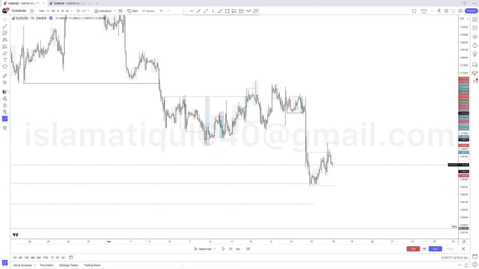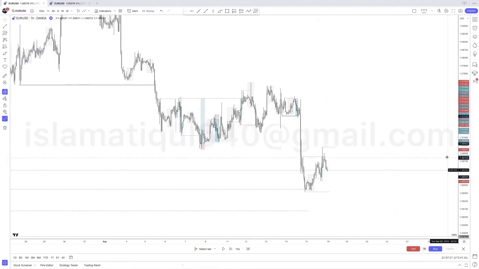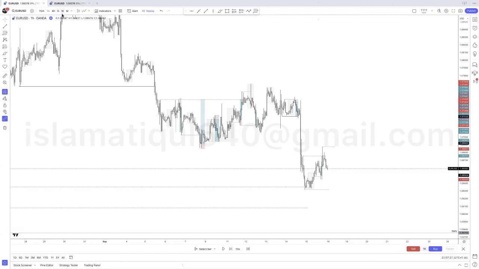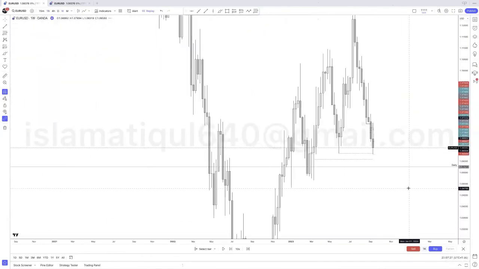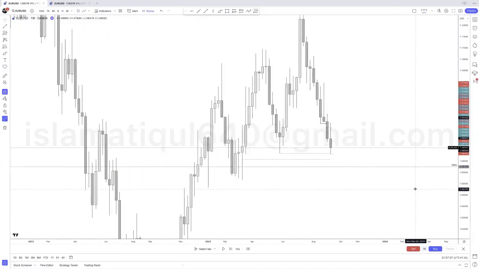When I say SMC, it's ICT stuff. I haven't learned SMC from anyone else, only from ICT. Okay, let's go to weekly. Back to weekly. What can we see? Yes, storylines are bearish. We can see that clearly on the weekly time frame. The weekly storyline is bearish, and we can even start looking for sells. So that's clear.